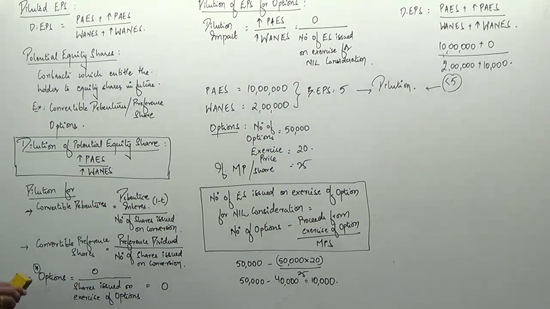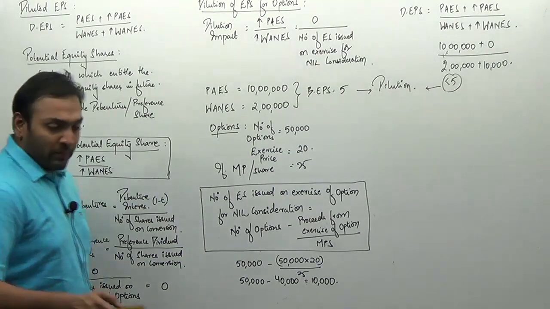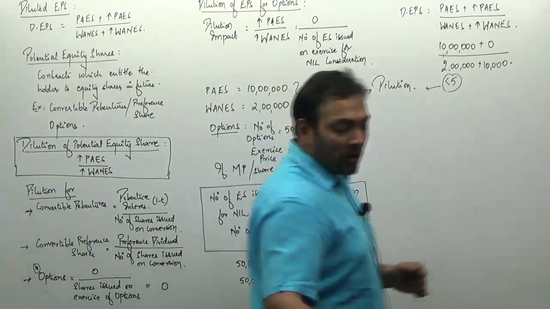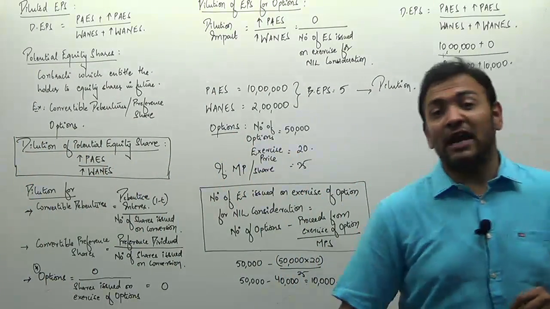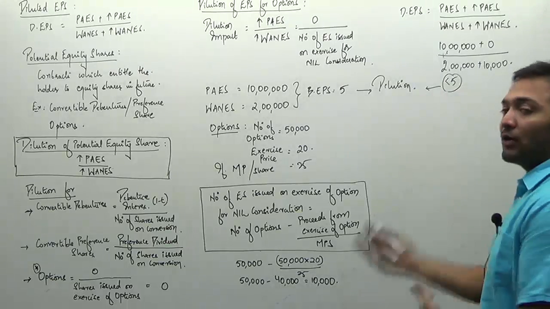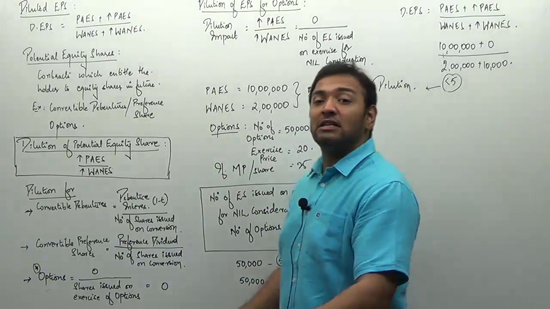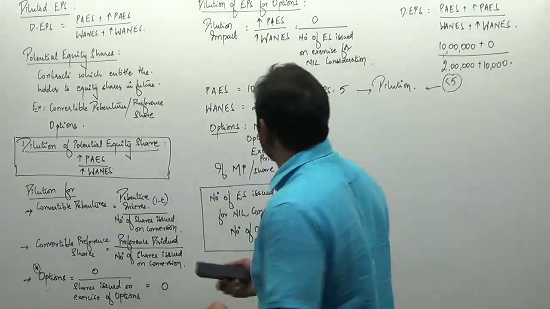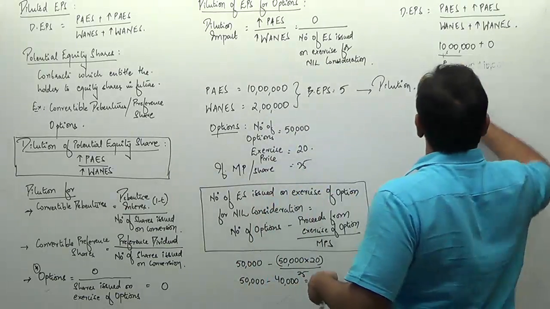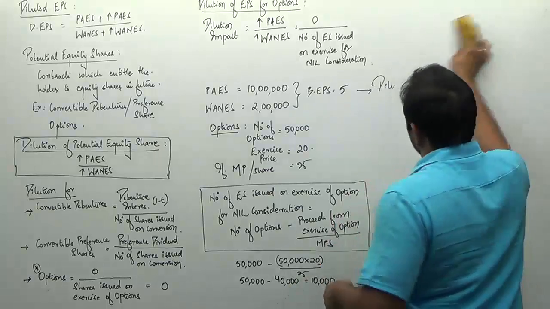I'll extend the concept slightly more, guys, from here, because here we're not talking about one single potential equity share. What if I have multiple potential equity shares, and how do I deal with these multiple potential equity shares? I'll take up this concept of multiple potential equity shares from here.